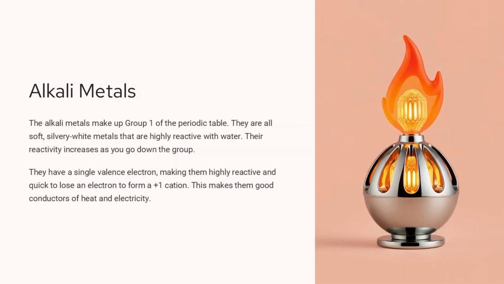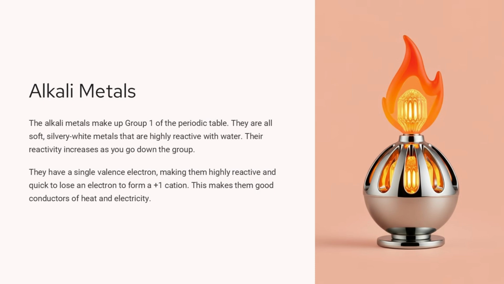The alkali metals are a group of highly reactive metals that make up group 1 of the periodic table. They are all soft, silvery white metals that react violently with water, producing hydrogen gas. Their reactivity increases as you go down the group, with the most reactive being the element francium. Alkali metals have a single valence electron, making them very eager to lose that electron and form a +1 cation. This gives them excellent conductivity of heat and electricity.